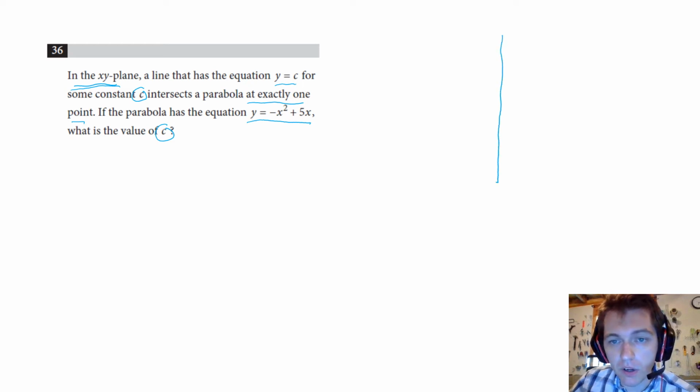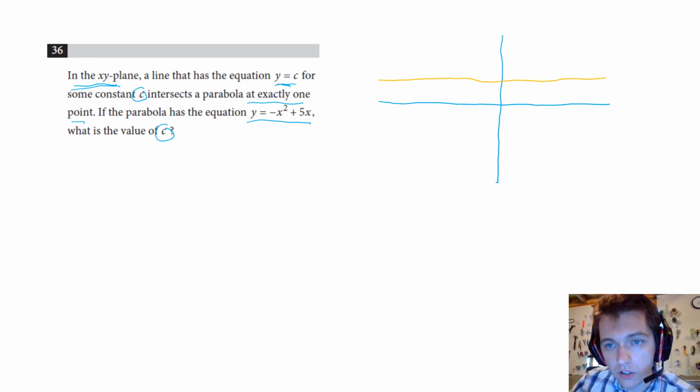So starting at the top, in the xy plane, draw yourself an xy plane in your mind or on the test. I'd probably draw it on the test. A line has the equation y is equal to c. That's a constant, horizontal line, constant at c. That should be a constant straight horizontal line. I just can't draw. It intersects a parabola at exactly one point.